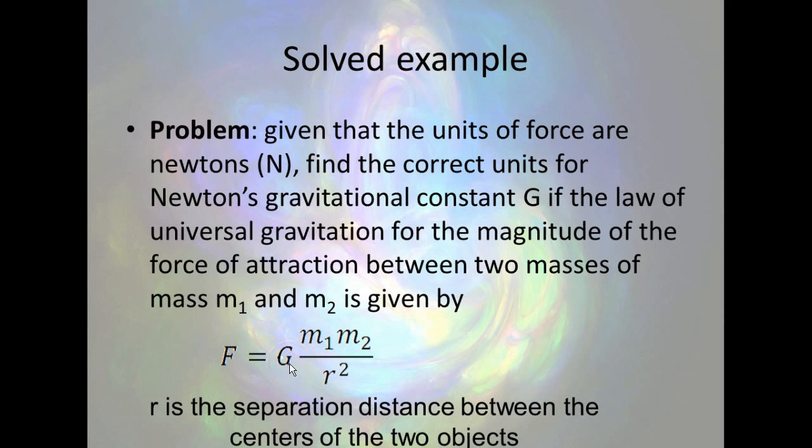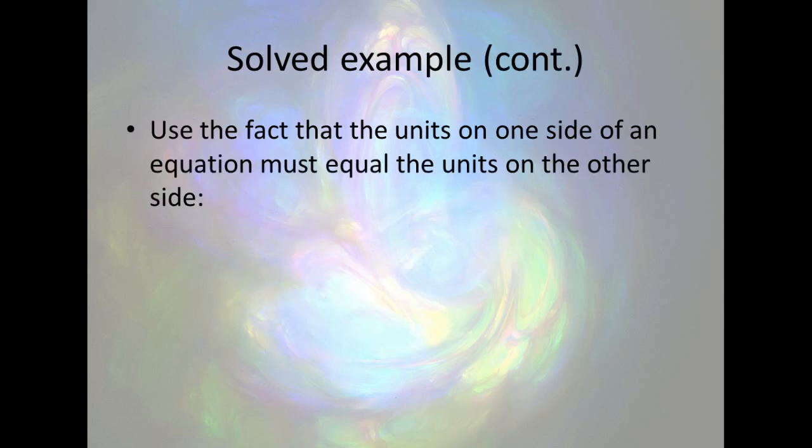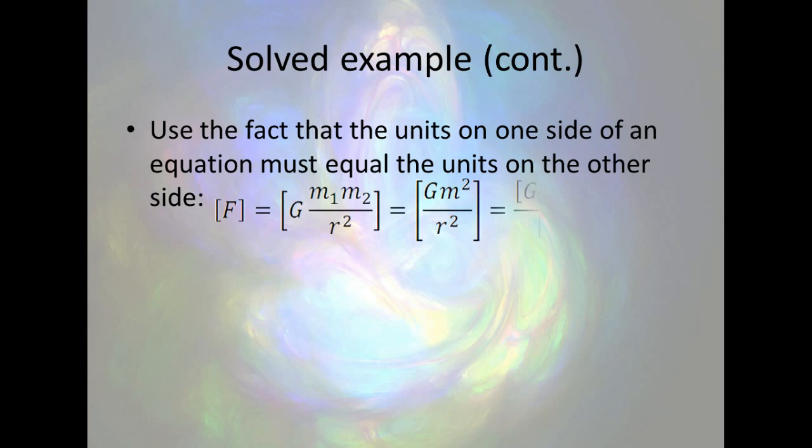What that's going to entail is solving for it based on knowing that the units of force are newtons, the units of mass are kilograms, and the units of separation distance are going to be meters. So here goes. We're going to use the fact that the units on one side of an equation must equal the units on the other side of the equation, which you could call the fundamental theorem of dimensional analysis. So we have the units of force equaling the units of big G times M1 times M2, or sometimes these are called big M and little m, over R squared.